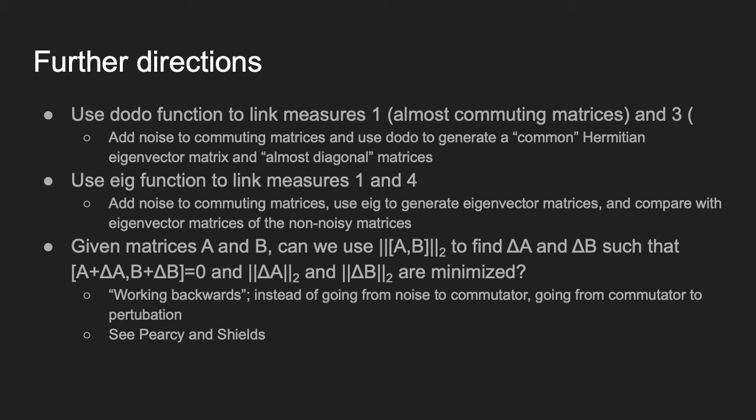A second option is to use the eigen function to link measure 1, almost commuting matrices, and measure 4, diagonalizable matrices that have almost the same eigenvector matrices. We can add noise to commuting matrices, use eigen to generate eigenvector matrices, and compare with eigenvector matrices of the non-noisy matrices.